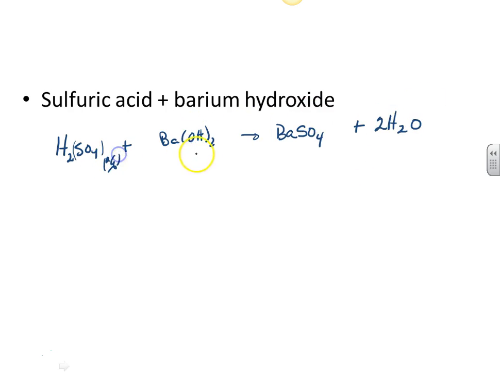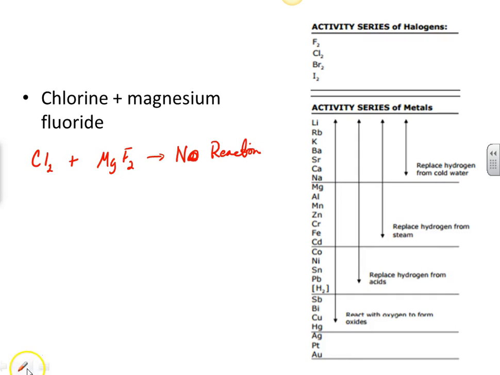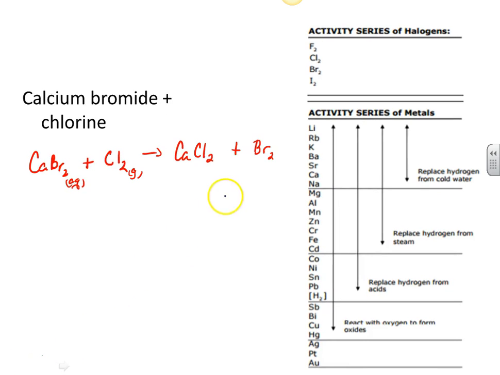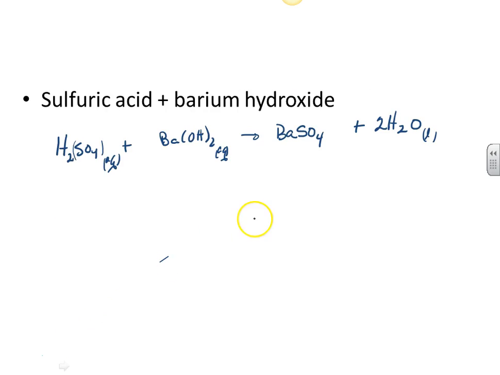This is aqueous, this is aqueous, this is liquid water, and if you go back a few, go back and check, go one more forward to right here and check the solubility rules. One more. There we are. Looking for barium compounds. Hydroxides. Okay, all hydroxides except group 1, strontium, barium, and ammonium, are insoluble. So barium hydroxide is not soluble. So what we would say for that is that we have a solid here.